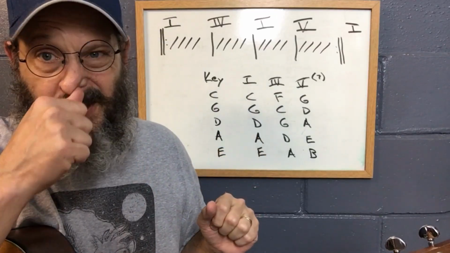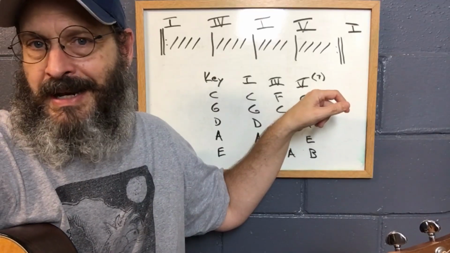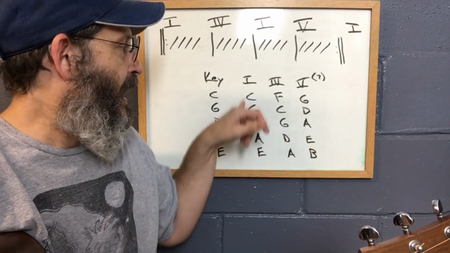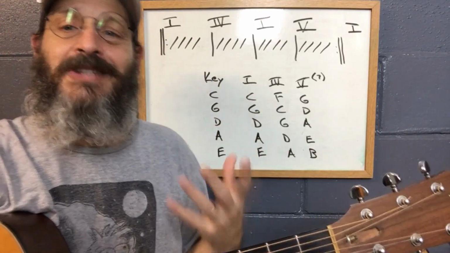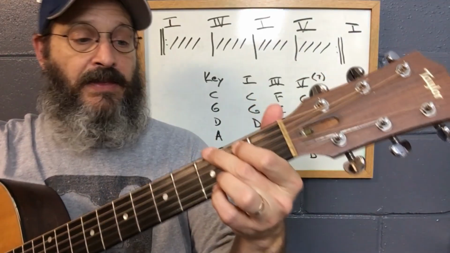Notice in the chart that only the 5 chord can be played as a 7th chord. So that means we can't use the G7 as a 1. So we're just gonna have to suck it up and learn a regular G. And that G looks like this.